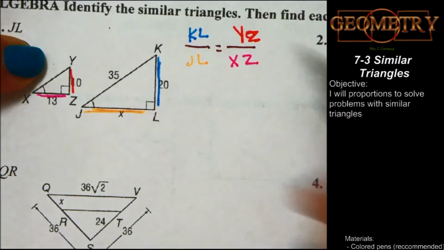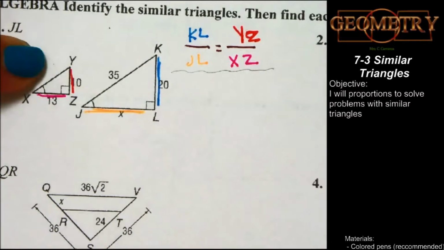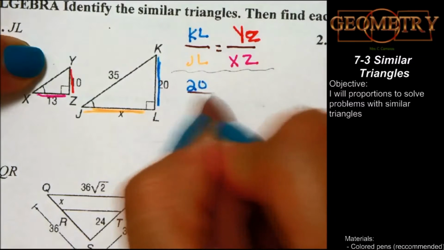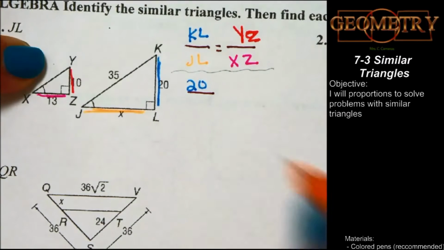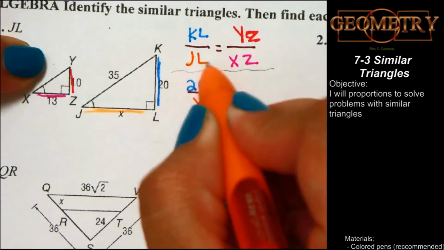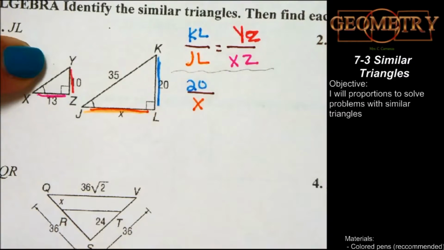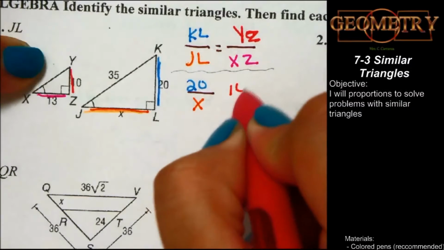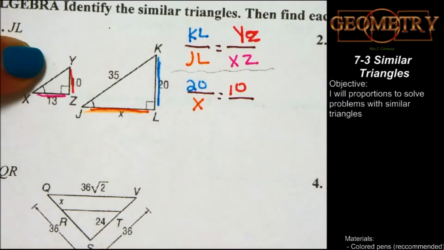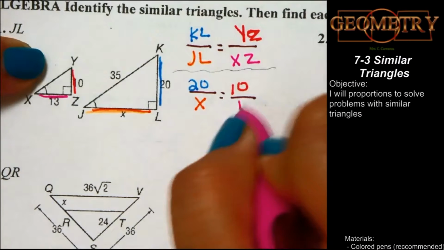All right, let's go ahead and fill in the information we know. KL has a measure of 20. JL has a measure of, I'm not really sure, I'm going to write it as an x. Just going to change the color here because that yellow is a little too pale and hard to read. YZ has a measure of 10, and XZ has a measure of 13.